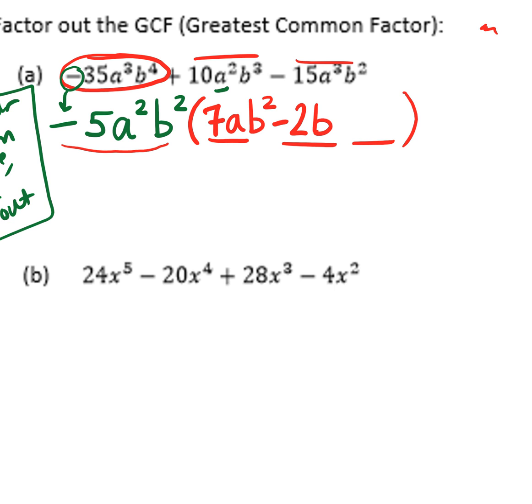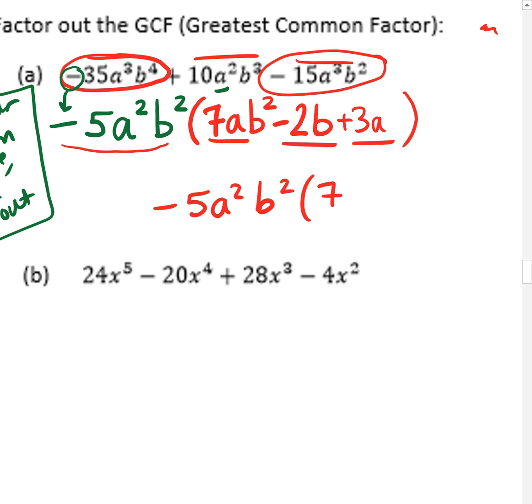Alright, and then lastly, negative 5a squared b squared times what would make negative 15a cubed b squared. So let's see, first of all, negative 5 times what is negative 15? Be positive 3. A squared times what is a to the third? A. B squared times what is b squared? Well, that's already perfect, so I don't need to do anything. So there it is. Negative 5a squared b squared outside. 7ab squared minus 2b plus 3a inside.